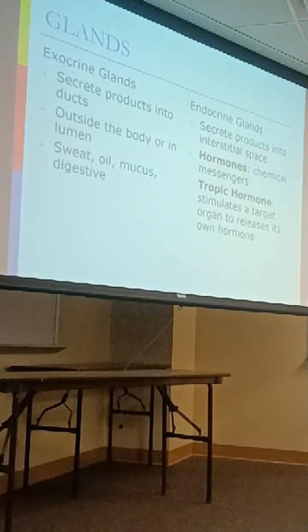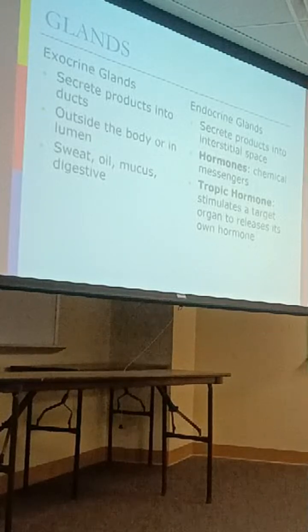These are bossy hormones. They're going to tell another gland to make its hormones. So when your pituitary gland tells your ovaries to make estrogen, that's going to be a tropic hormone. Or your pituitary gland tells your testes to make testosterone. They're going to use a tropic hormone for that. So when we have a tropic hormone, we automatically know that this is a hormone that regulates somebody else's production of hormones.